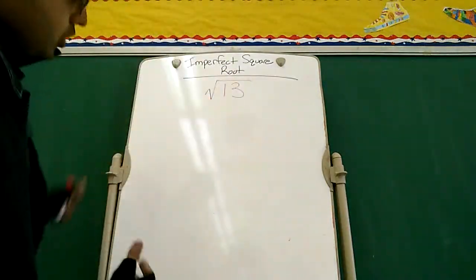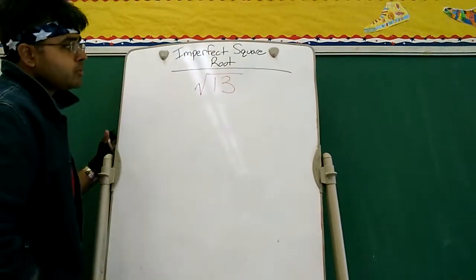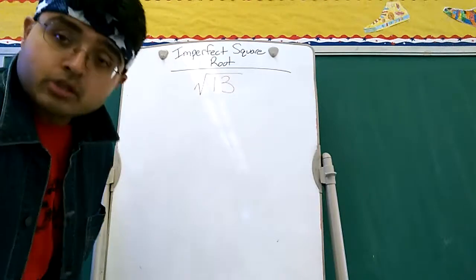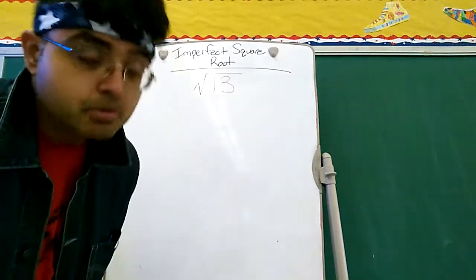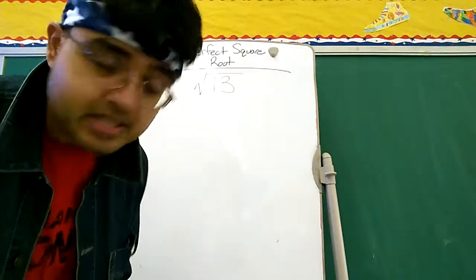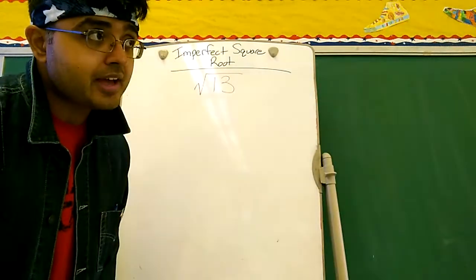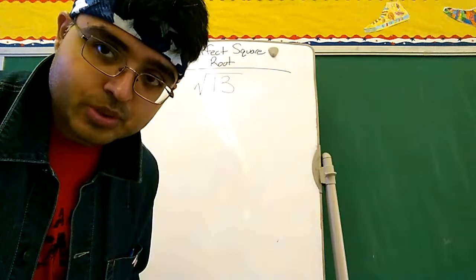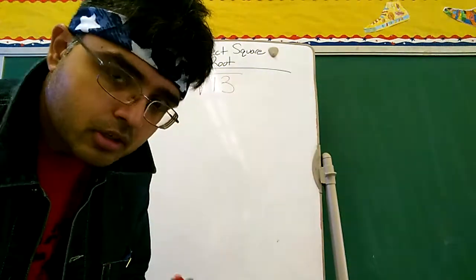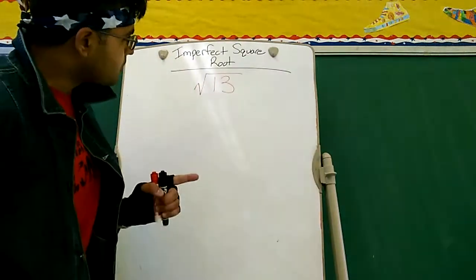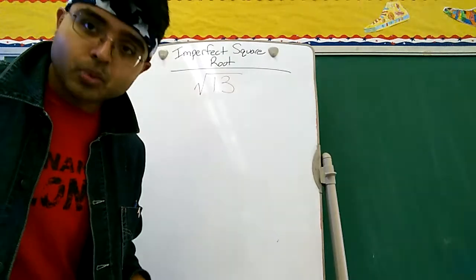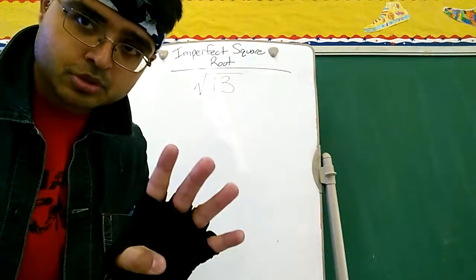So take a look. We have here the square root of 13. Now, we know how to do perfect square roots. Perfect square roots are like the square root of 16, which is 4. 4 times 4 is 16. The square root of 25 is 5. 5 times 5 is 25. Those are all called perfect square roots. But what do we do when we get a problem like this? Square root of 13. How do you start? Well, there are 4 steps to do this problem.